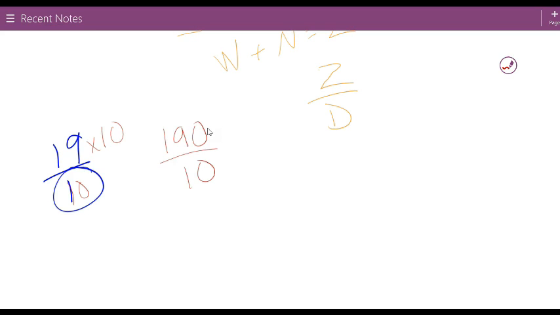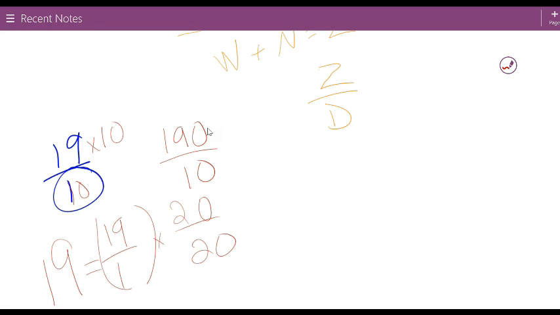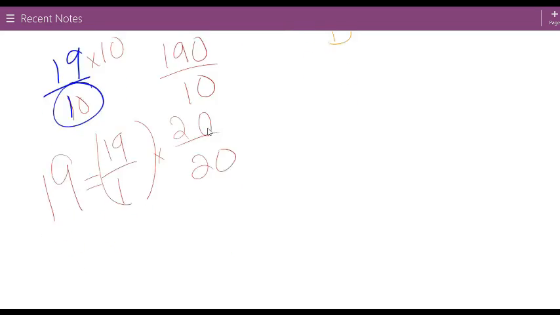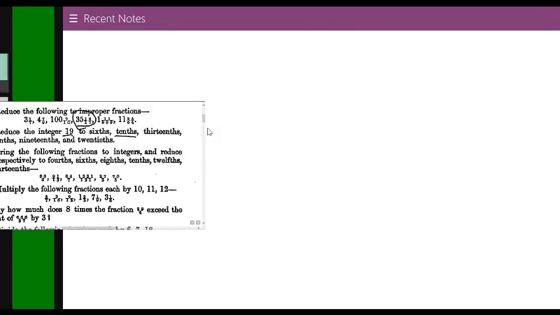So if you were working with any other denominator, when you wanted like 20ths, let's say, 19 over 1, we want to multiply that by 20 over 20, and that'll give you your 20ths on the bottom, and then 19 times 20 will give you your numerator. So again, any integer, because this started as just 19, can be written as a fraction. All right, let's see what the next problem is.